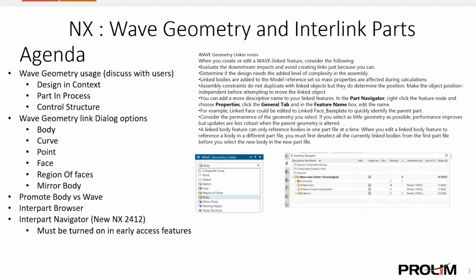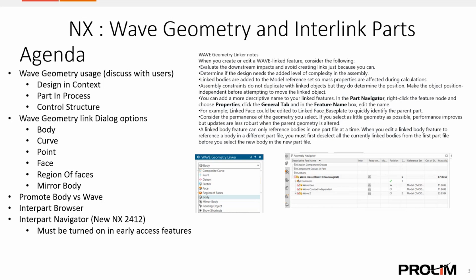As we look into this again, the assembly constraints do not duplicate with linked objects, but they do determine the position. So if you need to move a body within a linked body within your part, there are some things we need to do to be able to do that. We'll have to turn on some options within the dialog box. We'll do that here in a few moments also.